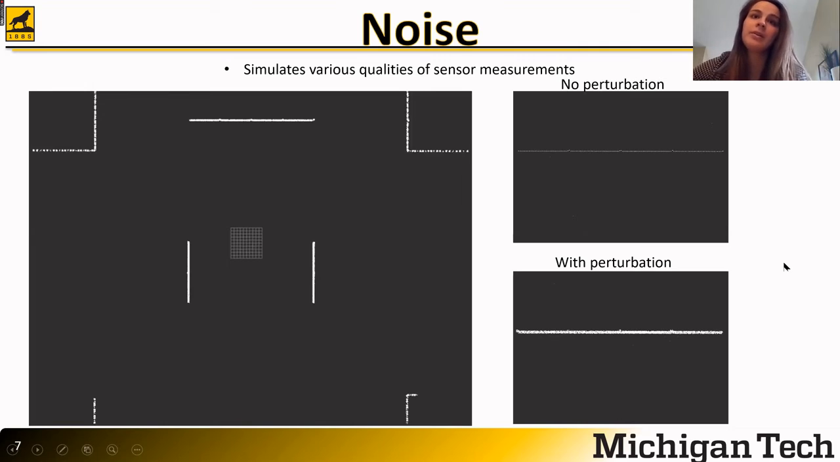And then we go to noise, which simulates various qualities of sensor measurements. And so this just exaggerates basically the detection of the different objects around. And so here we can see what it looks like when there's no perturbation. But then with one, it's a lot fuzzier and the object itself, like the detection of it, is thicker.